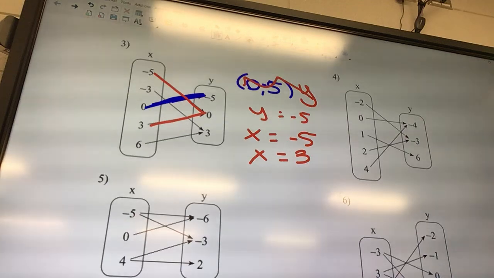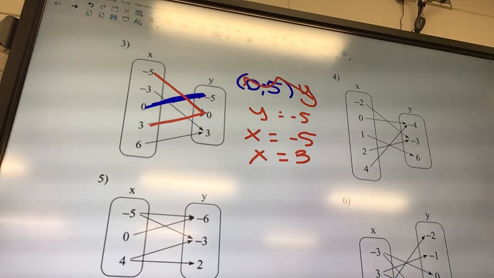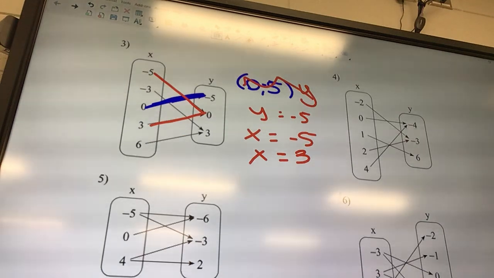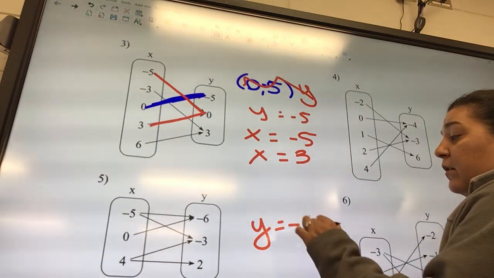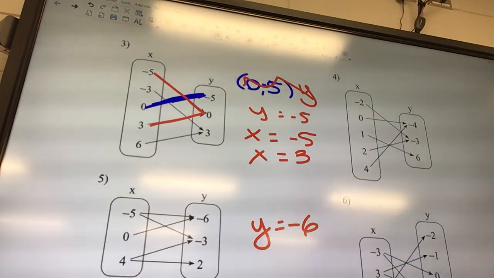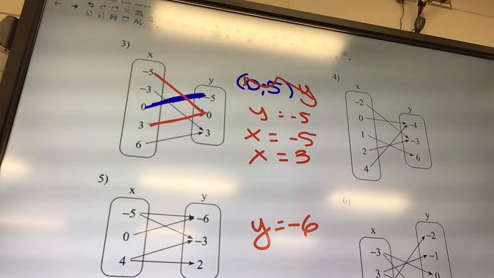Okay, look at number 5. My x is 0 and it goes to what? 6. Is that an x-intercept or a y? Y. It is a y-intercept. Okay, is there x-intercepts on this one? No.